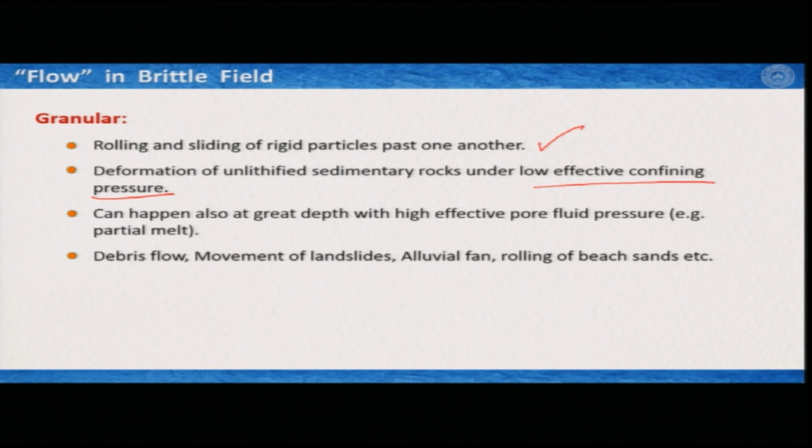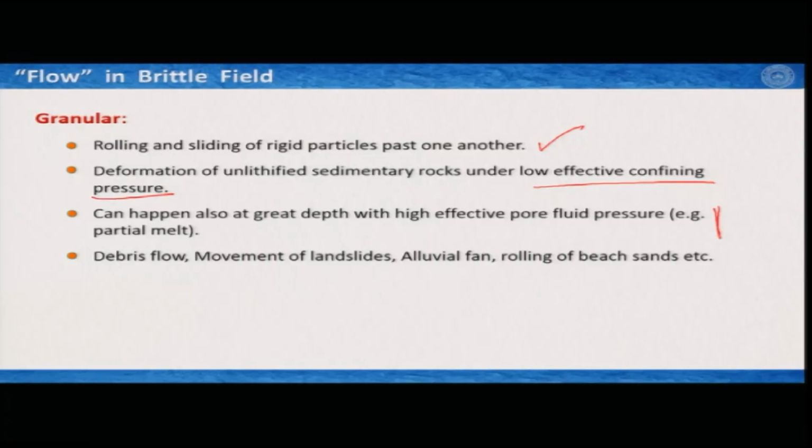However, it can also happen at great depth where the effective pressure is also reduced if we have a good volume of partial melt in the system. So, as we have learnt in one of the previous lectures, if we have pore pressure significant compared to that of the confining pressure, then your effective confining pressure reduces. You can consider this as very low effective confining pressure, and that can happen when you have a rock with partially molten features.